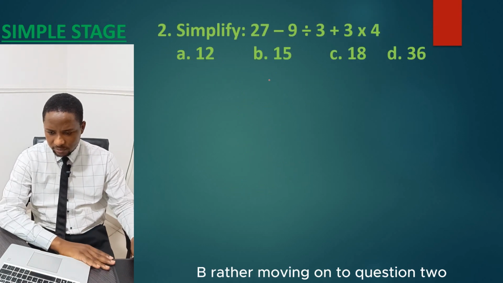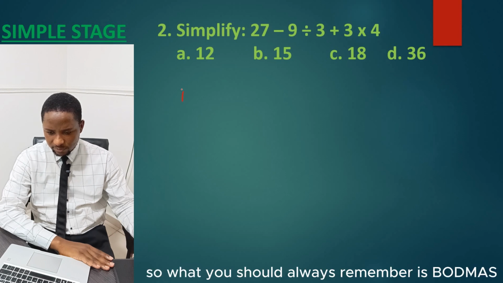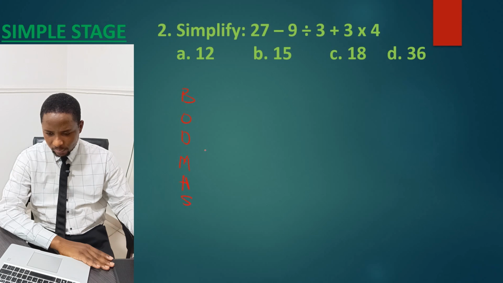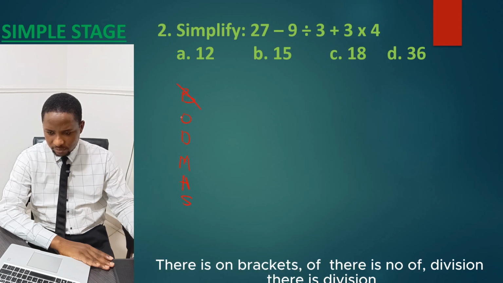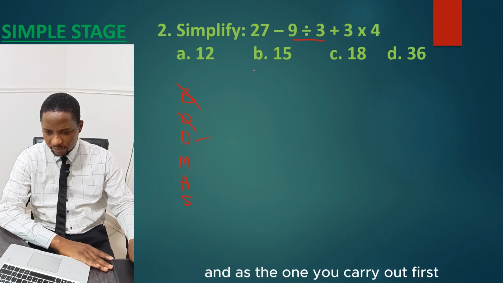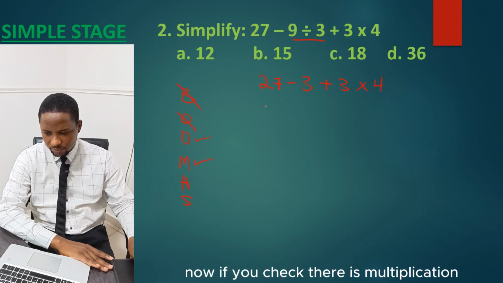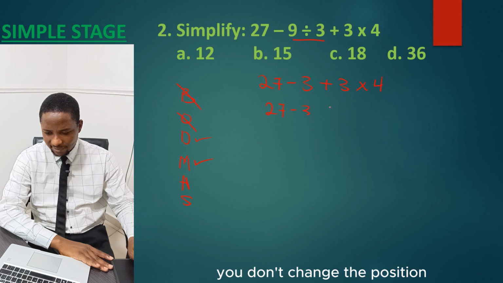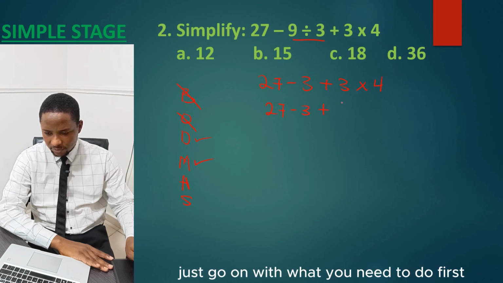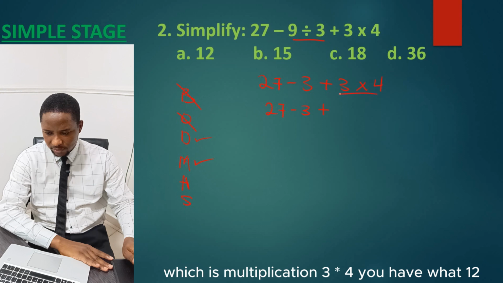Moving on to question 2, we have more than one sign, so what you should always remember is BODMAS. Bracket comes first, there is no bracket. Of, there is no of. Division, there's division, and that's the one you carry out first. So you repeat 27, then 9 divided by 3, you have 3, plus 3 times 4. Now, if you check, there is multiplication, so you repeat the rest of them. You don't change the position, just go on with what you need to do first, which is multiplication.